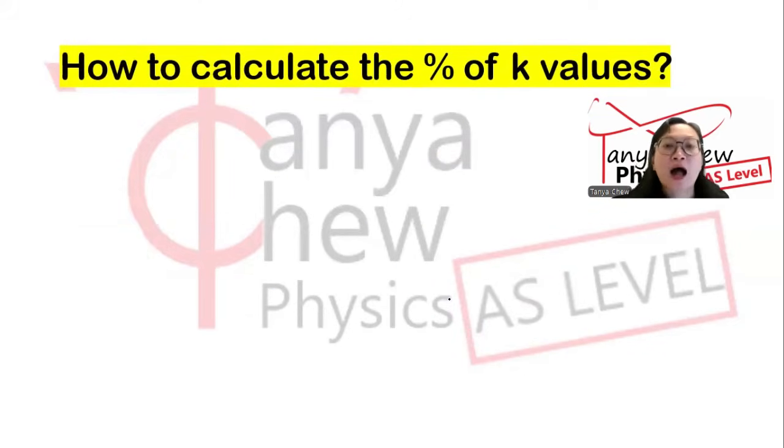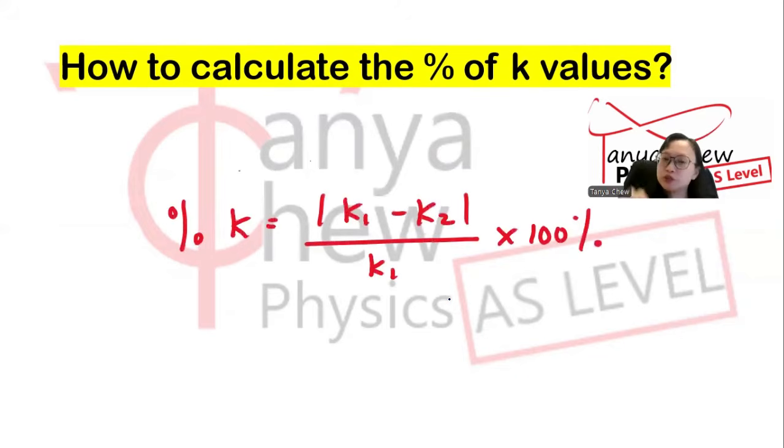Now, the next one is about how to calculate the percentage uncertainty of K values. Normally, the second question is related to the first experiment first, and then you have to repeat twice to get different K values. You need to calculate the percentage uncertainty of K. This is the equation that you can use. I put a modulus here because I want the difference to be positive. All you need to do is take the larger K value minus the smaller K value, divided by the smaller K value, and times 100%.